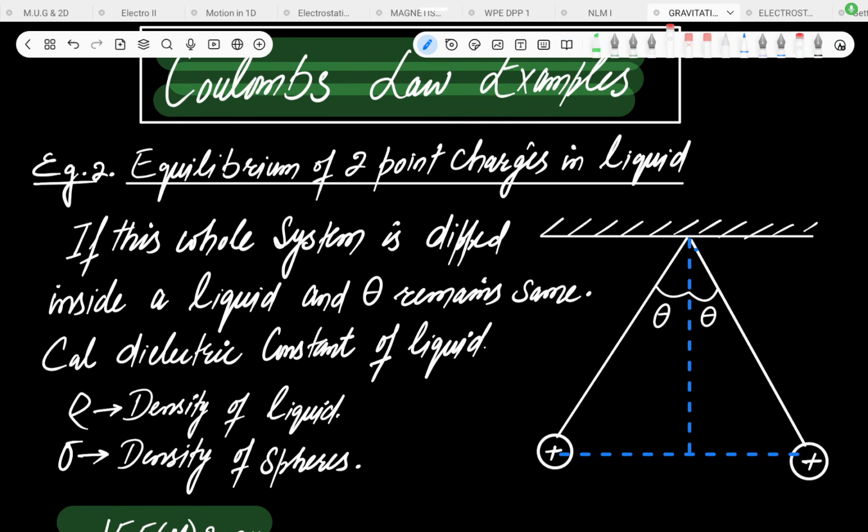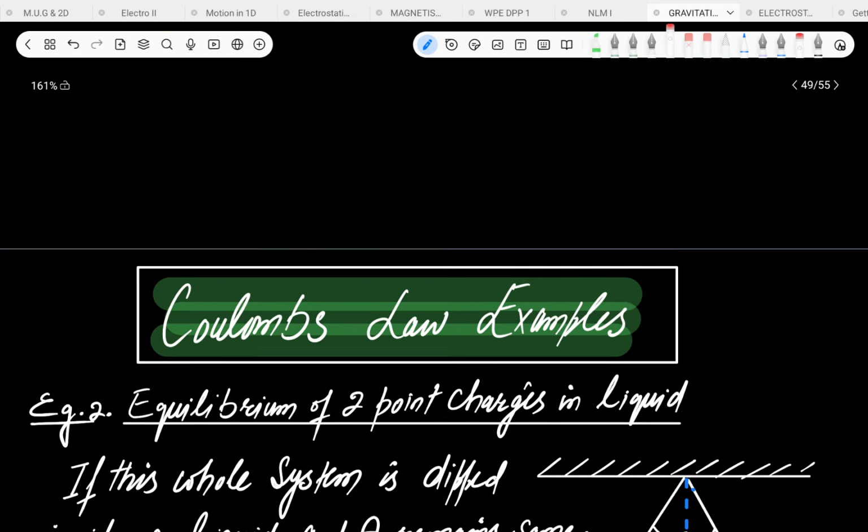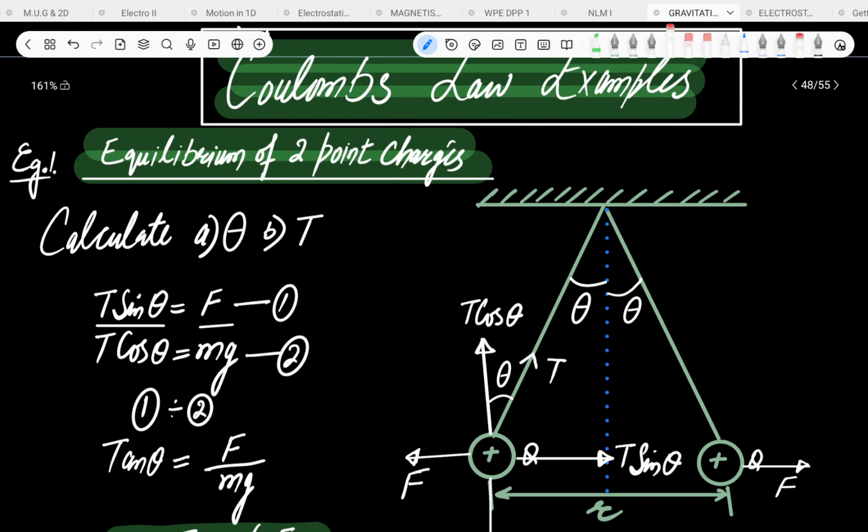Dear students, I'm back with one more beautiful problem on Coulomb's Law. The question is: equilibrium of 2 point charges in liquid. Last time, if you remember, we discussed this problem, that is, equilibrium of 2 point charges.